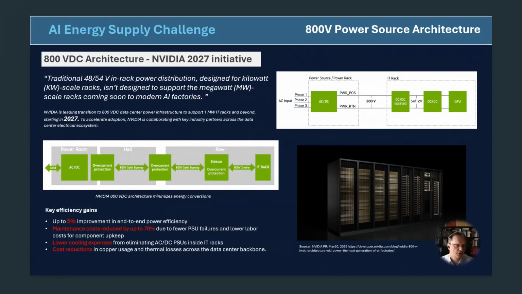The next step is to move to 800 volt architecture on the power source side. This was announced by Nvidia in spring 2025, that Nvidia is coming into discussion with semiconductor manufacturers how to enable this transition starting from 2027 in order to enable support of over 1 megawatt IT racks. The key efficiency gains are 5% improvement in end-to-end power efficiency, maintenance cost reduced up to 70%, lower cooling expenses, and cost reduction due to lower usage of copper.